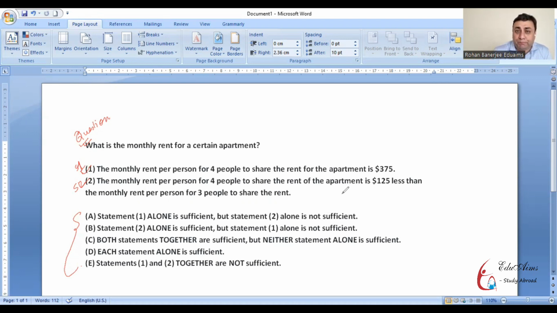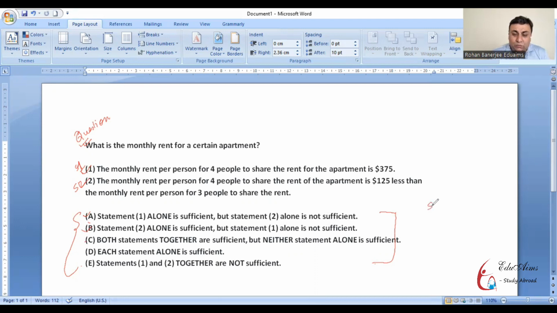Now, how to approach these questions? It's very important to remember that these multiple choice options will remain exactly the same no matter which data sufficiency question you have. And they will also appear in the exact same order. So option A will always be this, option B will always be this, then C, D, and E. They are going to be exactly the same in exactly the same order. Let's look at what choice A says. Choice A would say statement 1 alone is sufficient, but statement 2 alone is not sufficient.